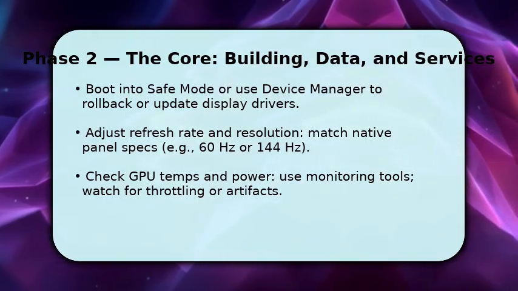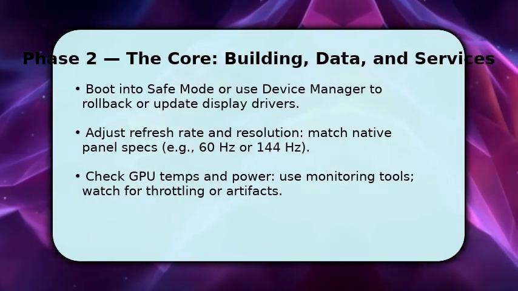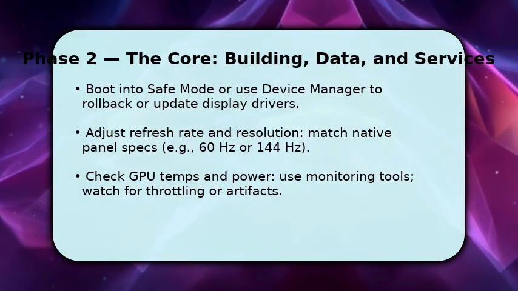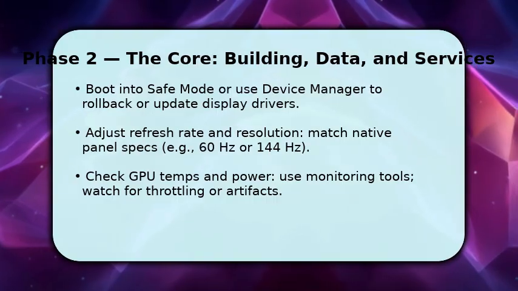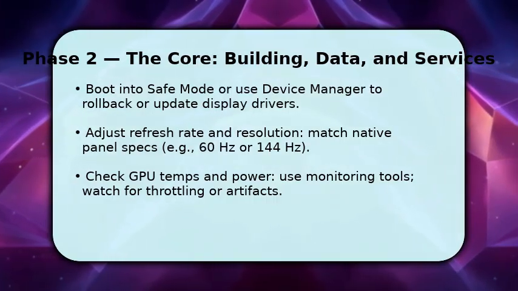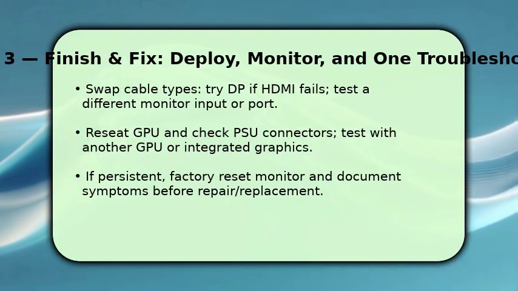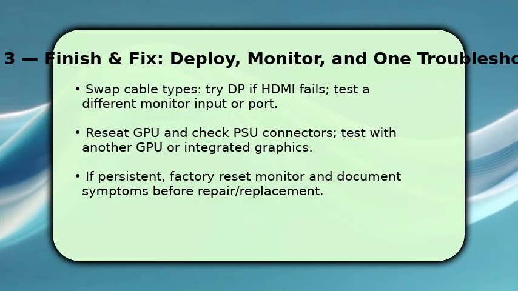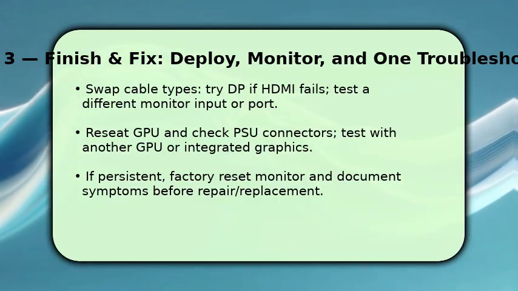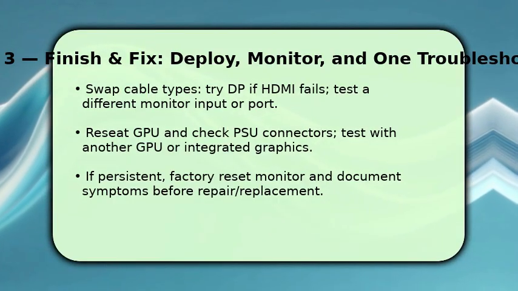Also monitor GPU temperature and power delivery. Overheating or unstable voltage causes visual corruption, so note temps and test under light. Now finish with hardware-level interventions. Power off and reseat the GPU, try different ports and swap cable types. DisplayPort versus HDMI can behave differently with extenders or adapters.